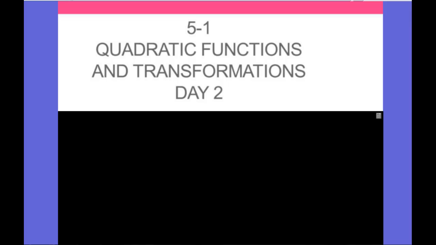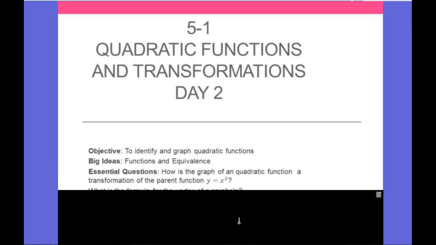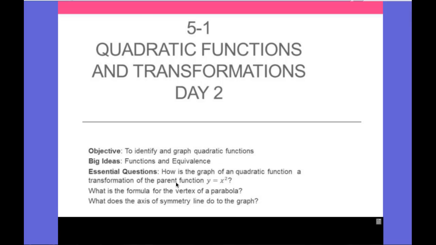Today, we're going to focus on the h and k transformations, which are the horizontal and vertical shifts. Again, quadratics and absolute values are similar in that their transformations of h and k affect them the same. Essentially, we want to know how a graph is transformed from its parent function, what the formula for the vertex is, and how you find the axis of symmetry.